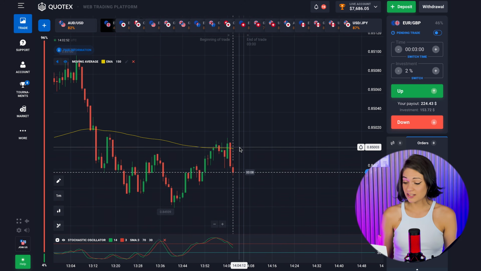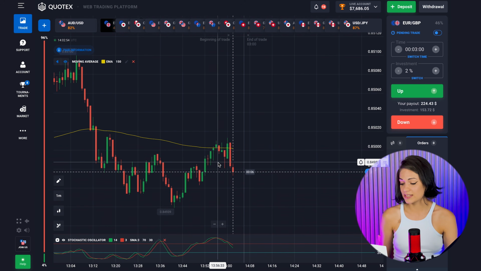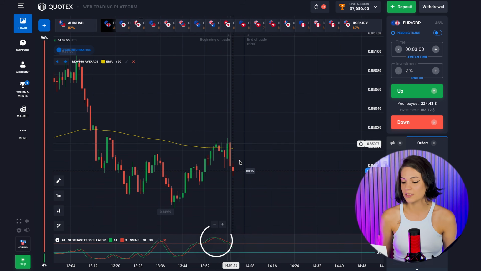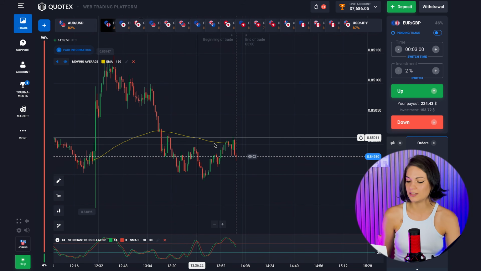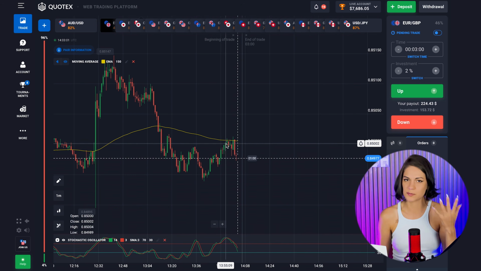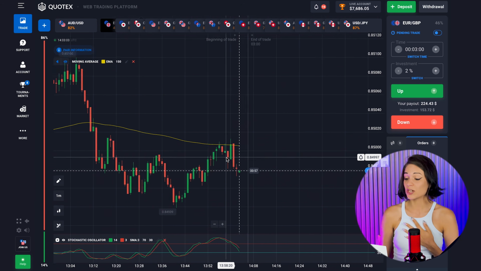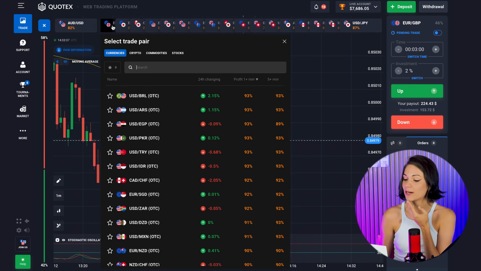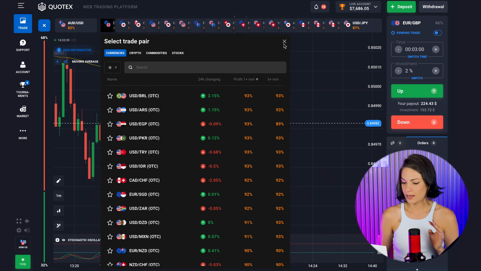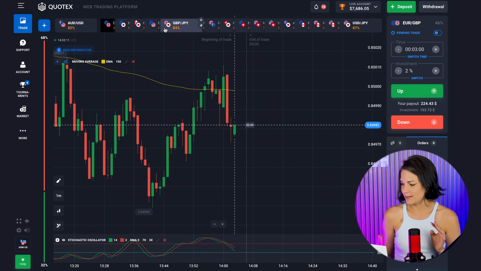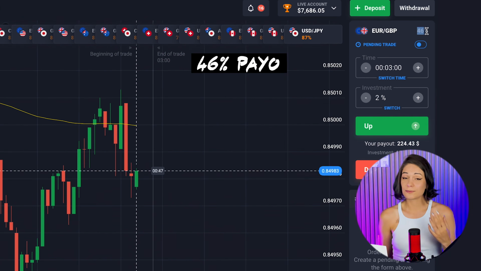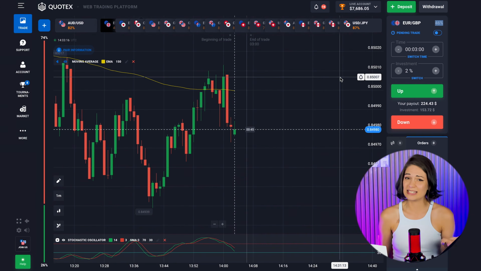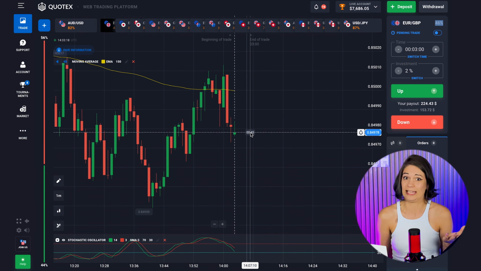Guys, so right here the situation is really cool. We see the good signal from stochastic for the downtrend. We have the great level of the exponential moving average, and objectively I would enter into a deal for the downtrend, but right now this currency pair has, where is it? Right here, you can see it right here. Only 46% of payout, and I don't work with that, you know.